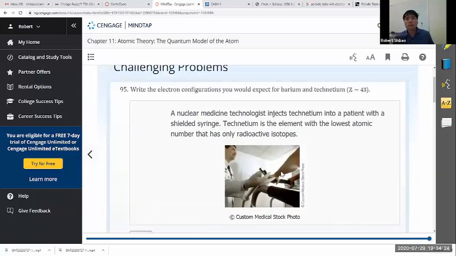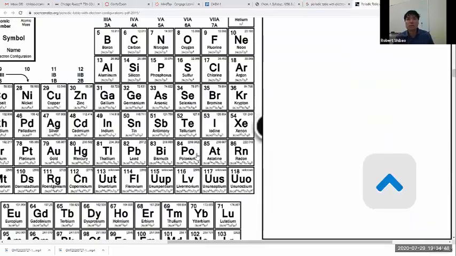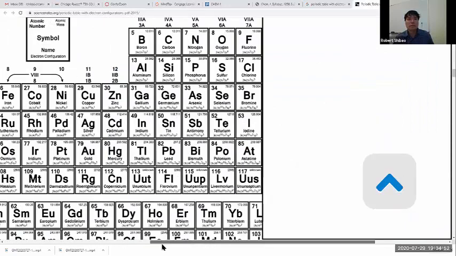Write the electron configurations that you use for barium and technetium. A nuclear medicine technologist injects technetium into a patient with a shielded syringe. Technetium is the element with the lowest atomic number that has only radioactive isotopes. So technetium is radioactive. Let's take a look at that. What is technetium?